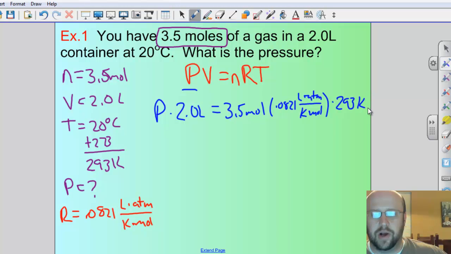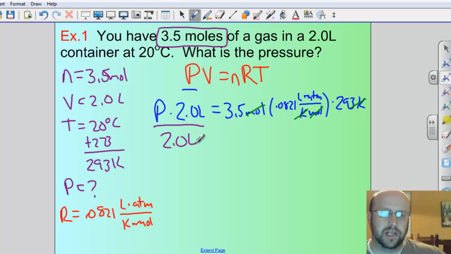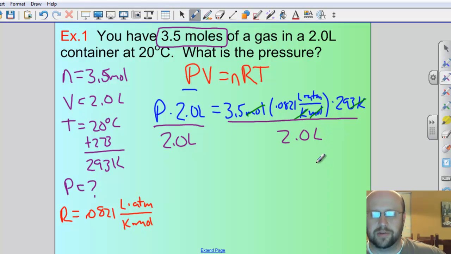But here's why they do have to be those certain values, because here's what happens right now. Kelvin is going to cancel. Moles are going to cancel. I've still got liters times atmospheres, but when we finish the algebra, liters are going to cancel also. So algebraically, how am I going to get pressure by itself? I'm going to divide both sides by 2.0. Just a nice little step of algebra there.